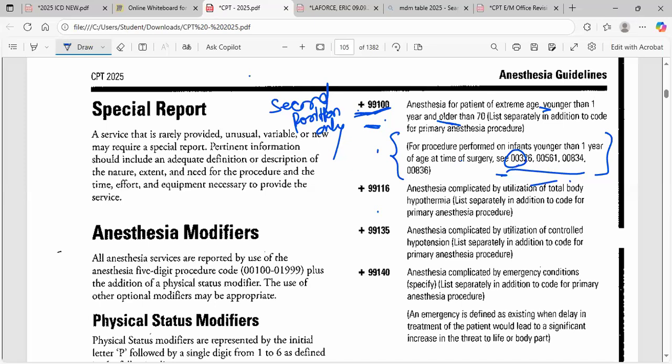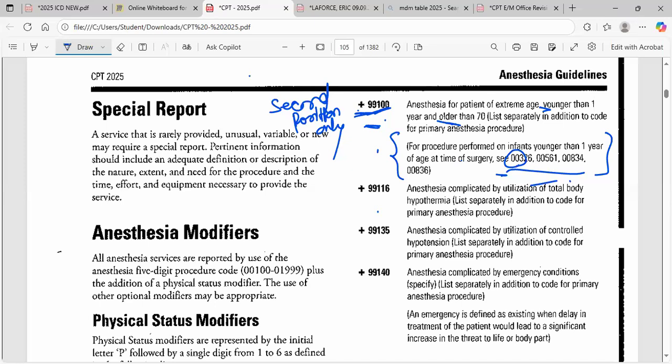So, 99140 we have to append when the anesthesia is complicated by an emergency condition. So, when we have to do the procedure in an emergency situation, emergency is defined as a condition where, if we get a delay in the treatment, then there is a significant increase in the threat to the patient's life or body part. So that is defined as an emergency. So if there is an emergency and we need to treat the patient ASAP, in that case we have to use 99140 in conjunction with the anesthesia CPT.